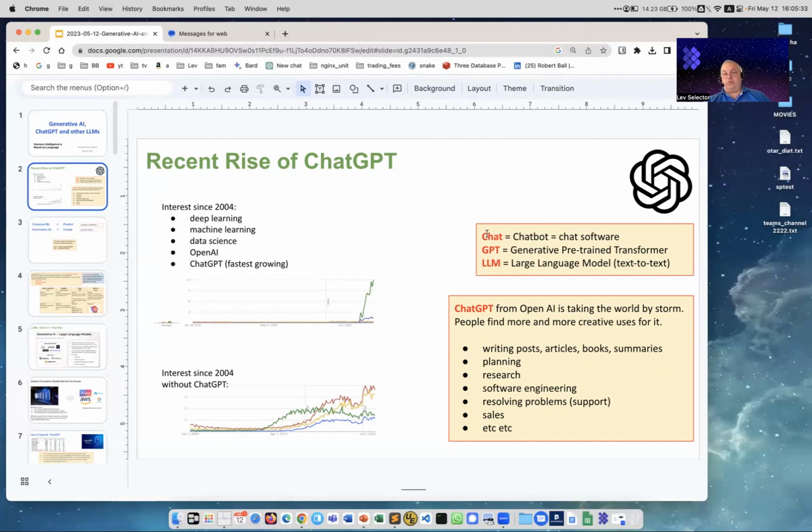So some terminology. Well, you're familiar with chatbots, chat software which runs it. GPT stands for Generative Pre-trained Transformer. And this is technology which was the key for all these models for the last several years. LLM, Large Language Model, text-to-text. So ChatGPT was developed at OpenAI, and it's taking the world by storm. People find more creative uses for it, which we'll look at later. So writing posts, articles, books, summaries, planning, research, software engineering, resolving problems, support, sales, and so on.